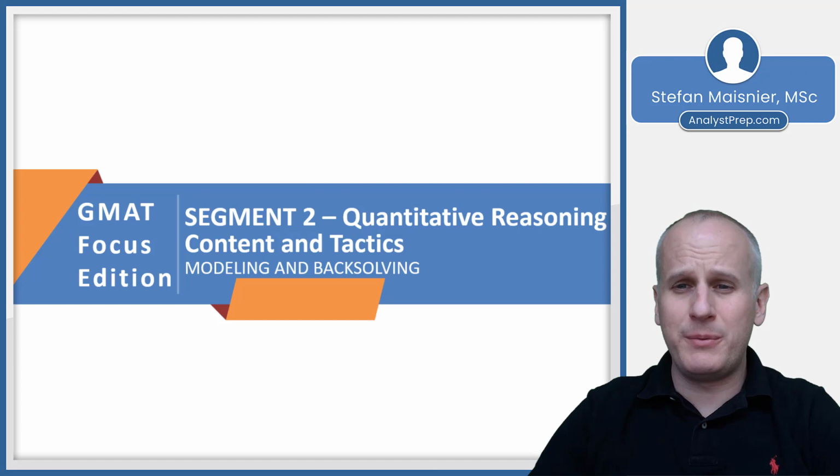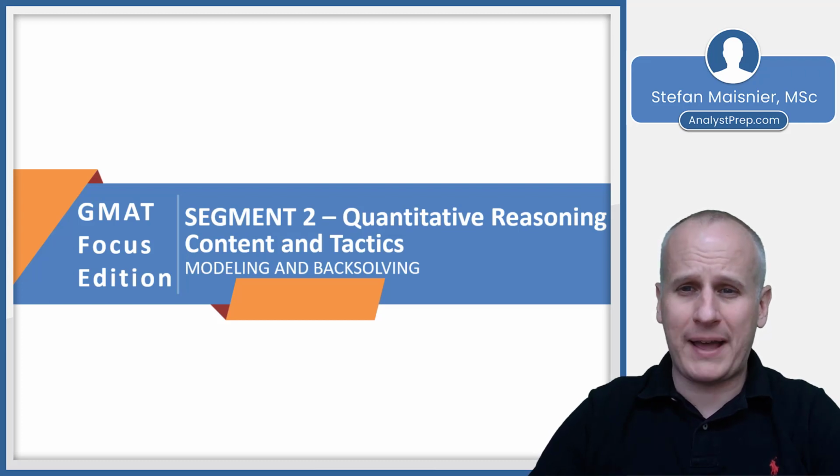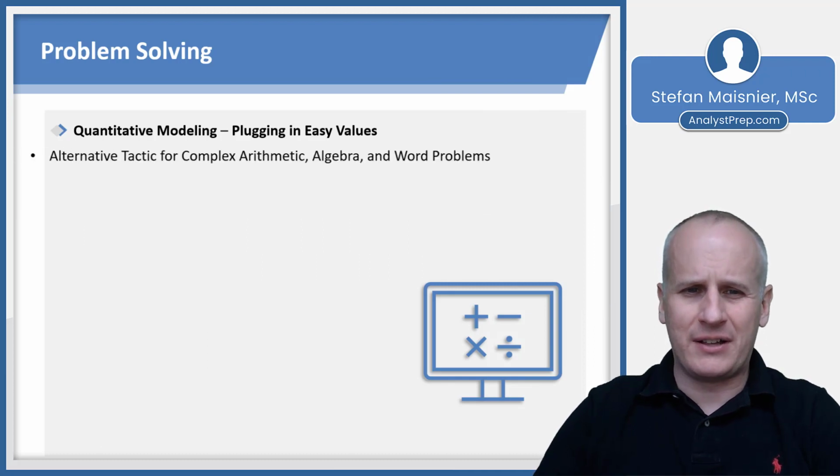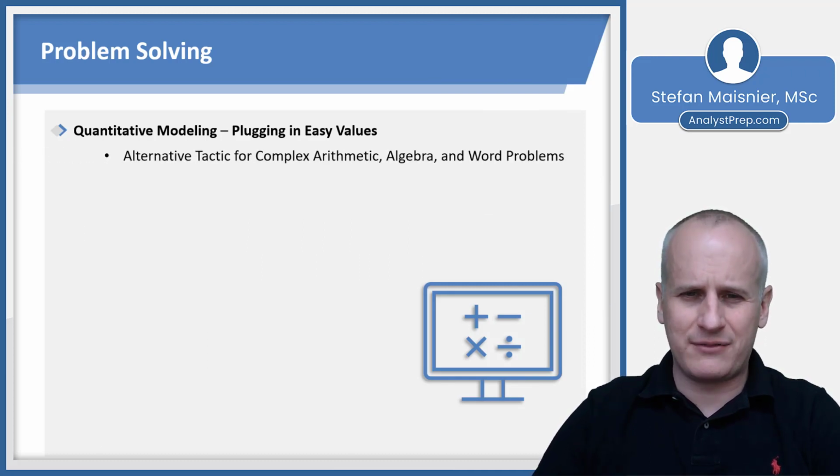In this lesson, we'll be talking about the quote-unquote alternative tactics for the quantitative reasoning section of modeling and backsolving. So, quantitative modeling is just plugging in easy values. This is an alternative tactic for complex arithmetic, algebra, and word problems.